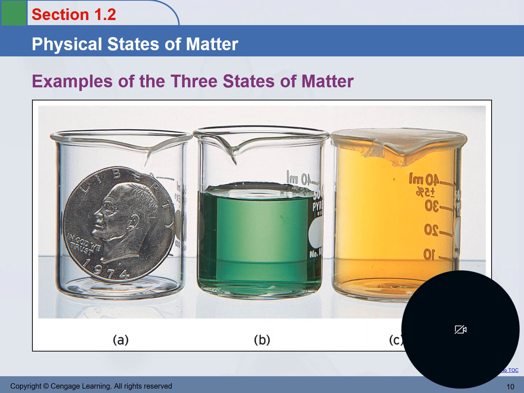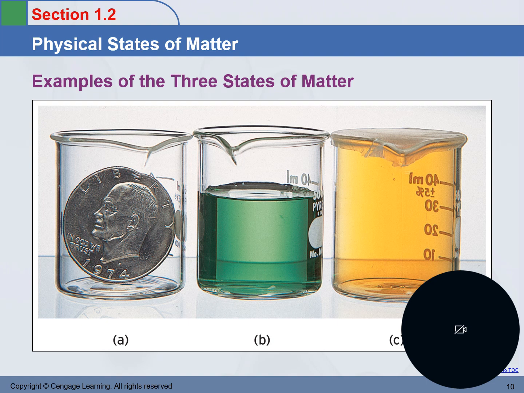Here are some pictures of solids, liquids, and gases. Hopefully you know that A is a solid, B is a liquid, and C is a gas. But if we were to describe the characteristics of A, it's a solid, it has a definite shape and a definite volume. B, the liquid, has an indefinite shape. It takes the shape of the cylinder that it's in, but it does have a definite volume. We could measure that, and it looks like it's a little bit under 40 from the picture.